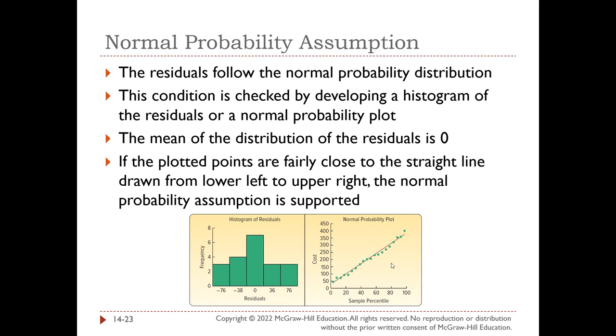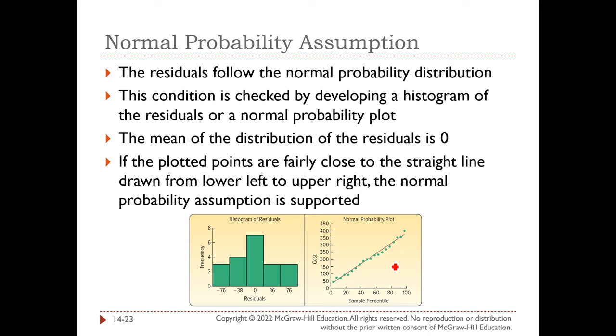Next, the normal probability assumption. The residuals follow the normal probability distribution. The condition is checked by developing a histogram. Woo! Histogram coming all the way back from the first few chapters, or a residual or normal probability plot.